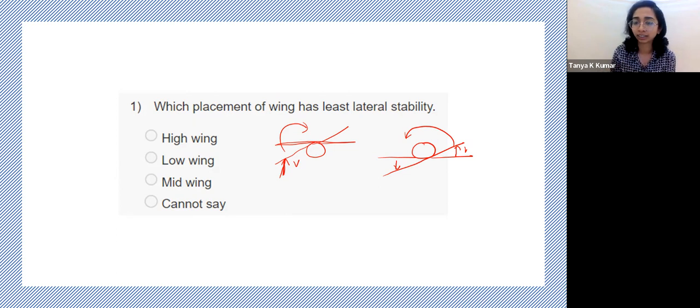And just like he mentioned, for a low wing, if you have a dihedral angle, you have something like that. This is laterally stable. It contributes towards lateral stability.